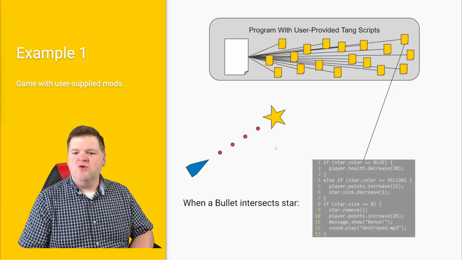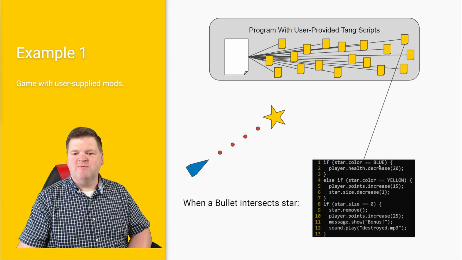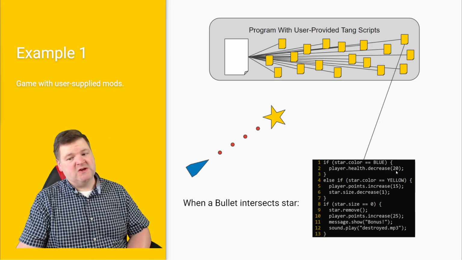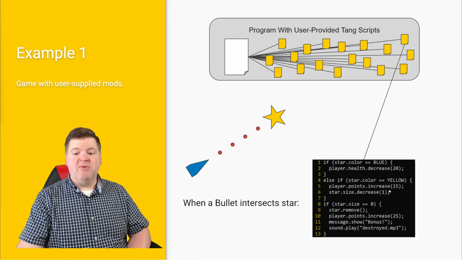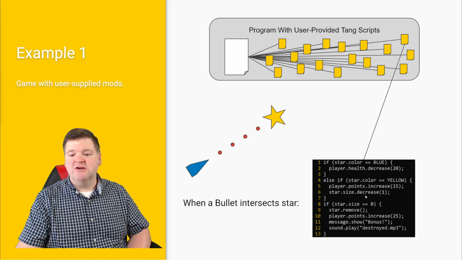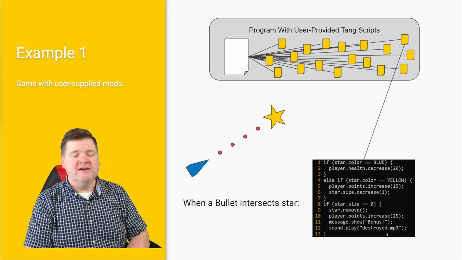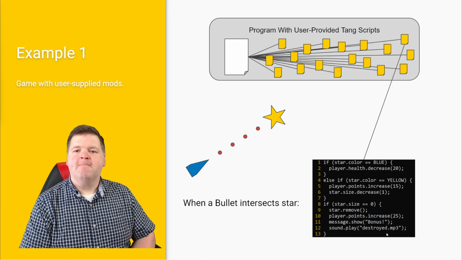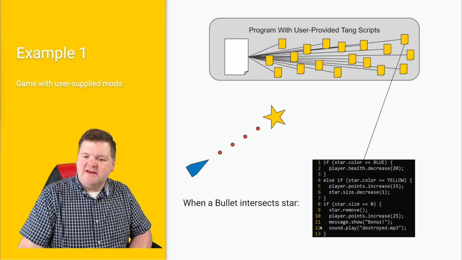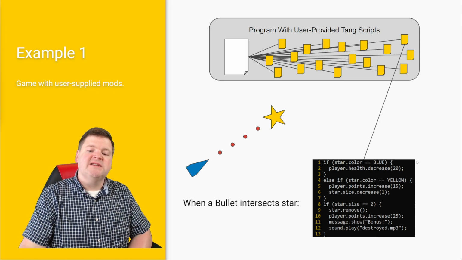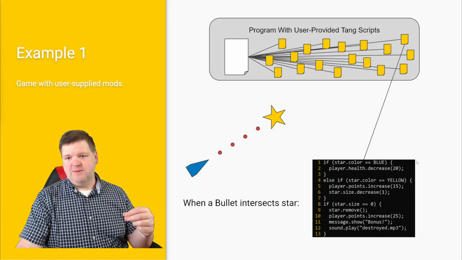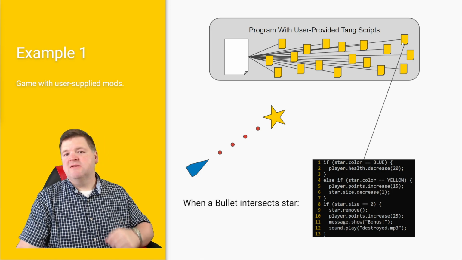And maybe you'll write one that says, hey, if the star color is blue, then decrease the health by 20. You shouldn't have shot that blue star. But if it's yellow, increase the points by 15 and make the star smaller. And then if the star size is 0, remove it, give the player extra points, show them a message that says bonus, and play something that sounds like the Death Star going supernova. But this is something that the original programmer didn't write. This is something someone later on wrote. And it is just one script that gets run.